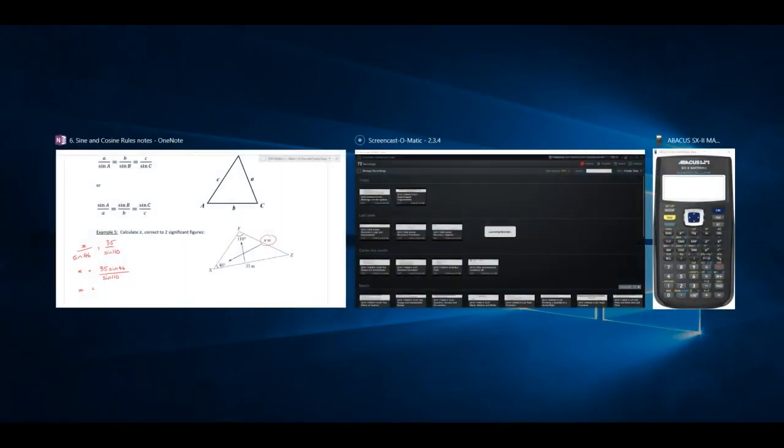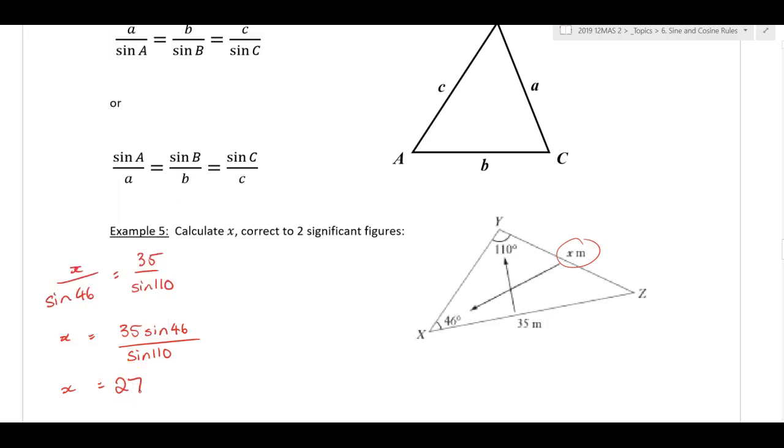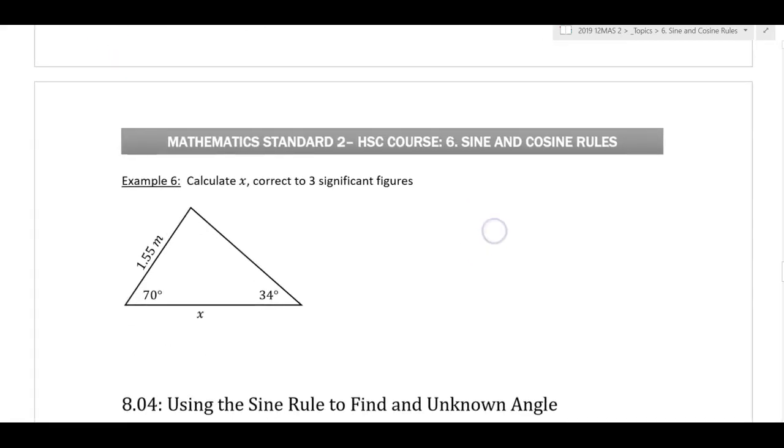And out comes the calculator. Let's turn it on. Right, so what do I want? 35 sine 46 equals divided by sine 110. And there we go. 26.79. Two significant figures is going to be 27. All good? Wonderful. Now, moving on to our next example here, right?